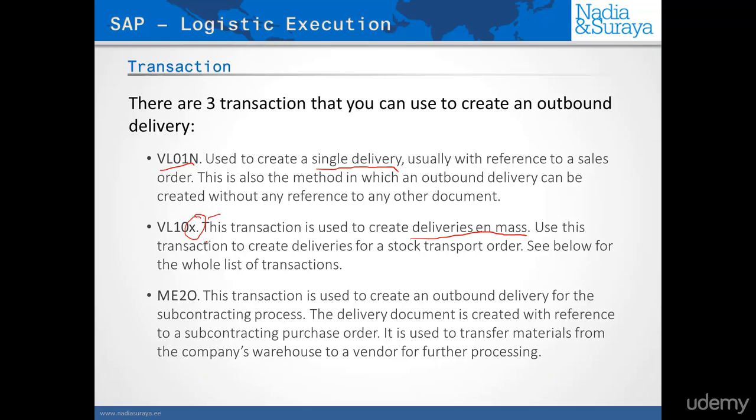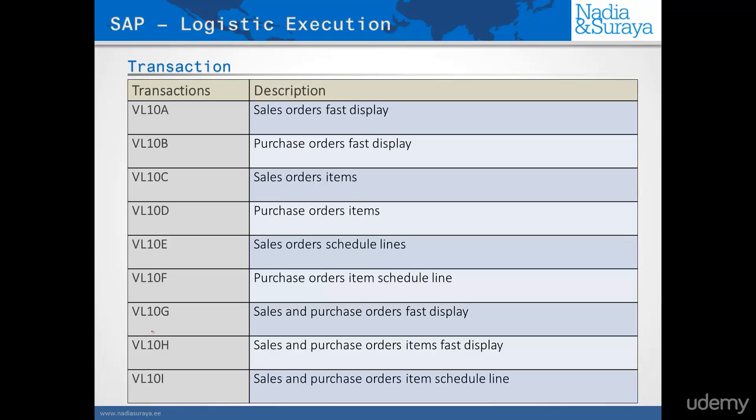It's also the only way to create a delivery from a stock transport order. And finally, we have the transaction ME2O, which is used to create outbound deliveries from the subcontracting process. This is the only transaction you can use to create deliveries from the subcontracting process. We won't cover this in this video, we'll cover it in a later video so that you can see the end-to-end process. As I said before, the VL10X is actually VL10A, B, C, D, E, F, G, H, I. You can swap them.